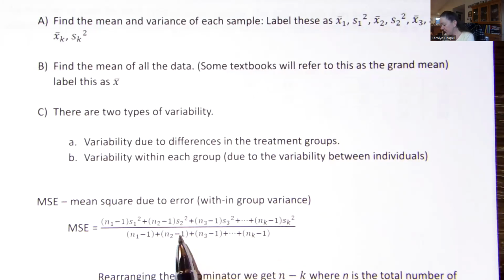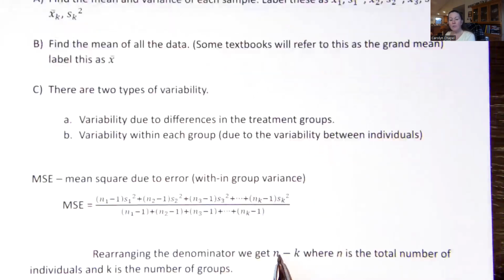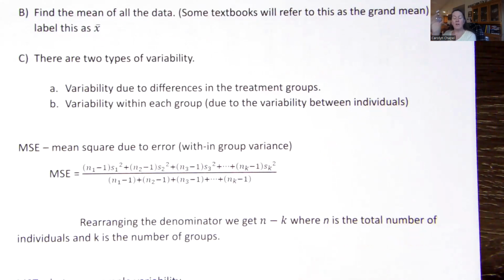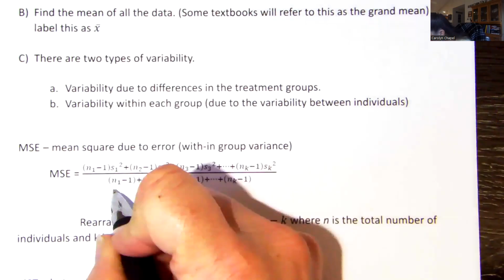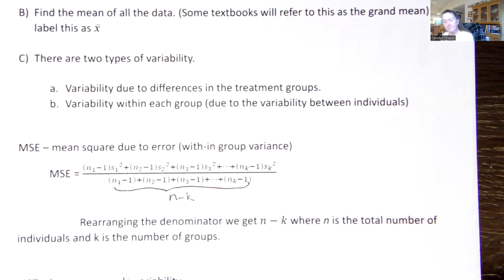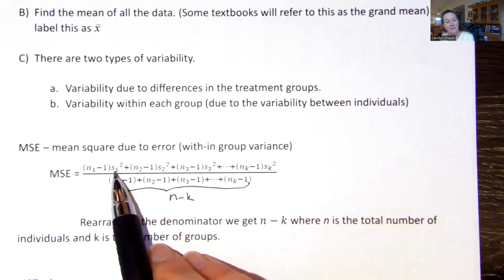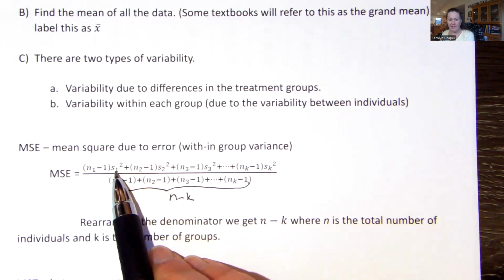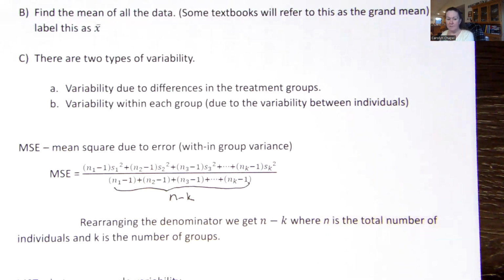And we'd also have 1, 1, 1, and we'd have K of those. We could rearrange it just to get N minus K, where N is the total number of all individuals or things that we've got, and K is our number of groups. So I could replace this whole bottom with just N minus K. I cannot do that to the top because notice these are attached to the variances and being multiplied. So we have to be a little bit careful on the top. Again, a lot of work. However, technology is going to do it all for us.